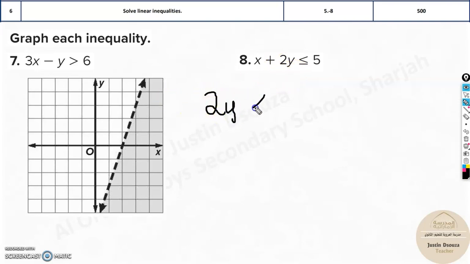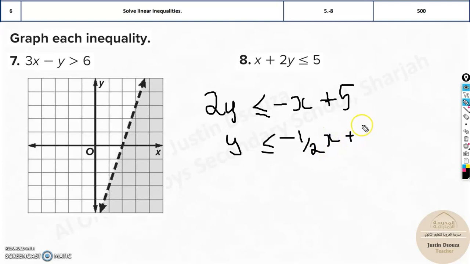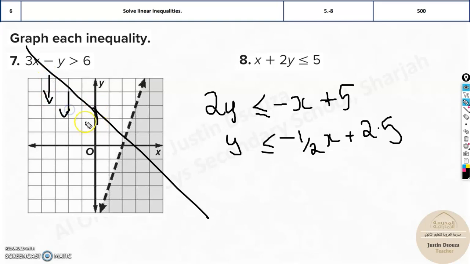2y will remain over here, less than or equal to minus x plus 5. You need to divide both the sides by 2. Y is less than or equal to negative half x plus 5 by 2, which is 2.5. And the graph would be, since y is less than, it's downward, and negative means it's going downwards, and since it's 2.5, it's somewhere over here like this, and all the solution region is downwards.